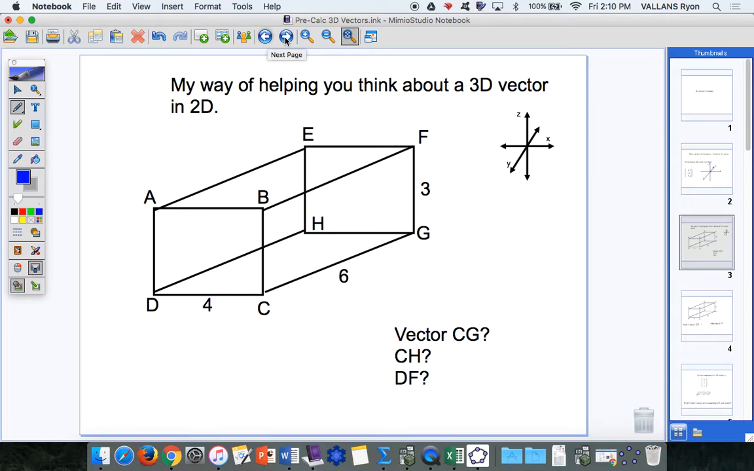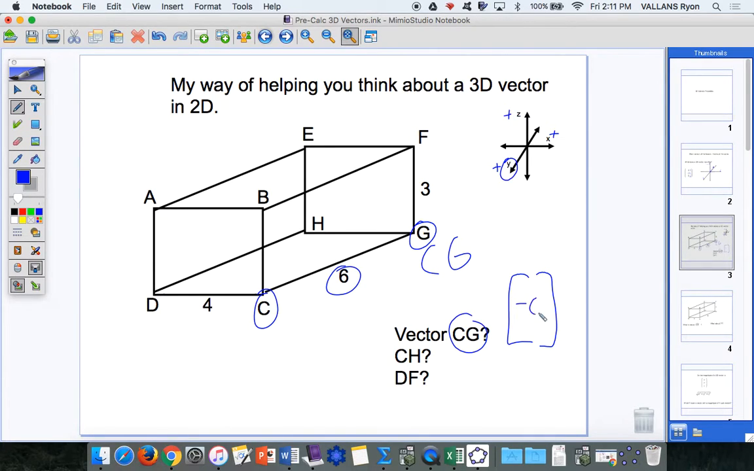I'm going to use a box as a reference. So if I need to talk about vector CG, and once again, I'm going to make this positive x, positive y, positive z. Same direction as this. So if I start at C and go to G, what's the only axis I'm actually moving on? What would be the vector on this? So CG should be, since I'm only moving 6 this way, and that's my y-axis, I'm moving at -6, but I'm not moving at all, 0 and 0 on my x or my z. So CG would have to be 0, -6, 0.